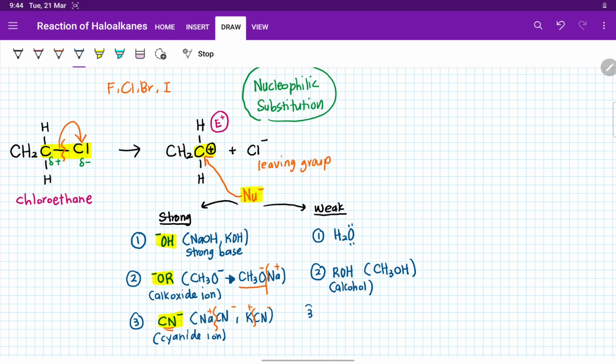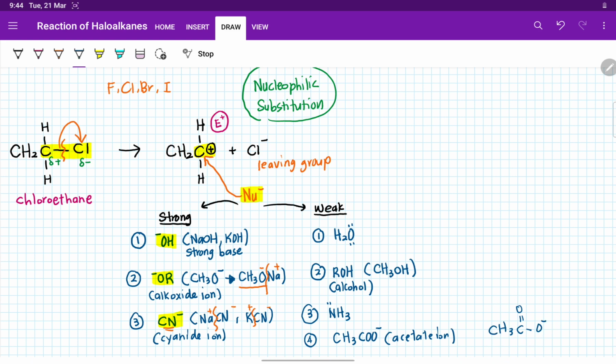Okay, dan yang ketiga, kita ada ammonia, NH3. Dan yang keempat, kita punya acetate ion. So, acetate ion rupa dia adalah CH3COO minus. So, the name of the ion is acetate ion. Okay. Dan rupa sebenar acetate ion ni adalah CH3, C double bond O, O minus.